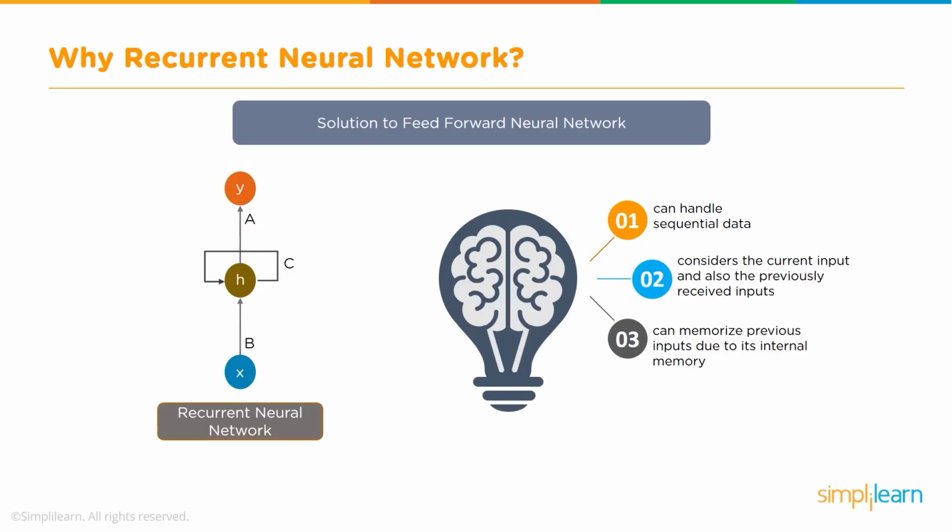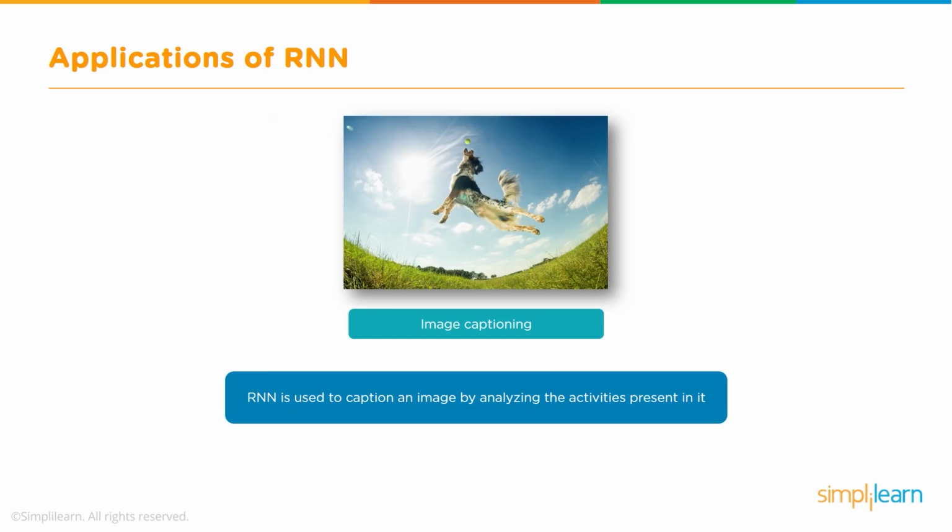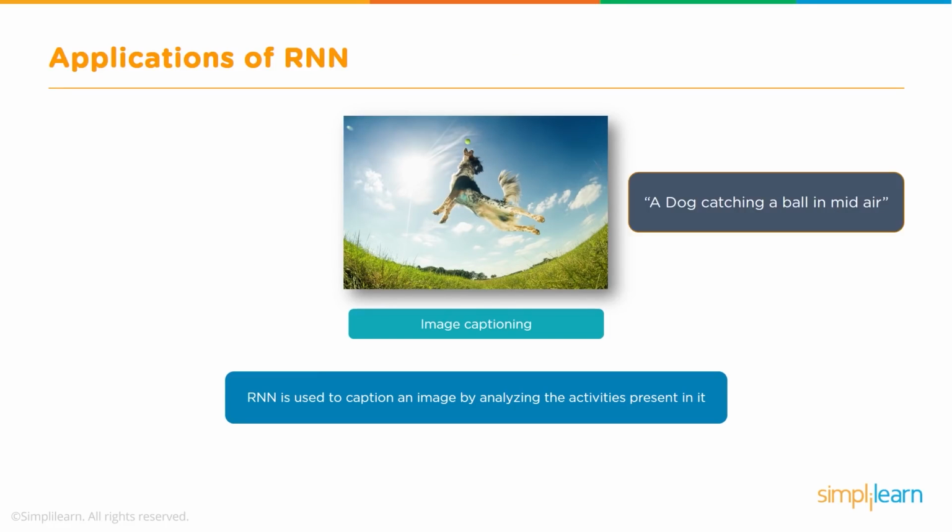If we're going to look at general drawings and solutions, we should also look at applications of the RNN. Image captioning. RNN is used to caption an image by analyzing the activities present in it. A dog catching a ball in midair. That's very tough. We have a lot of stuff that analyzes images of a dog and the image of a ball, but it's able to add one more feature in there that's actually catching the ball in midair.